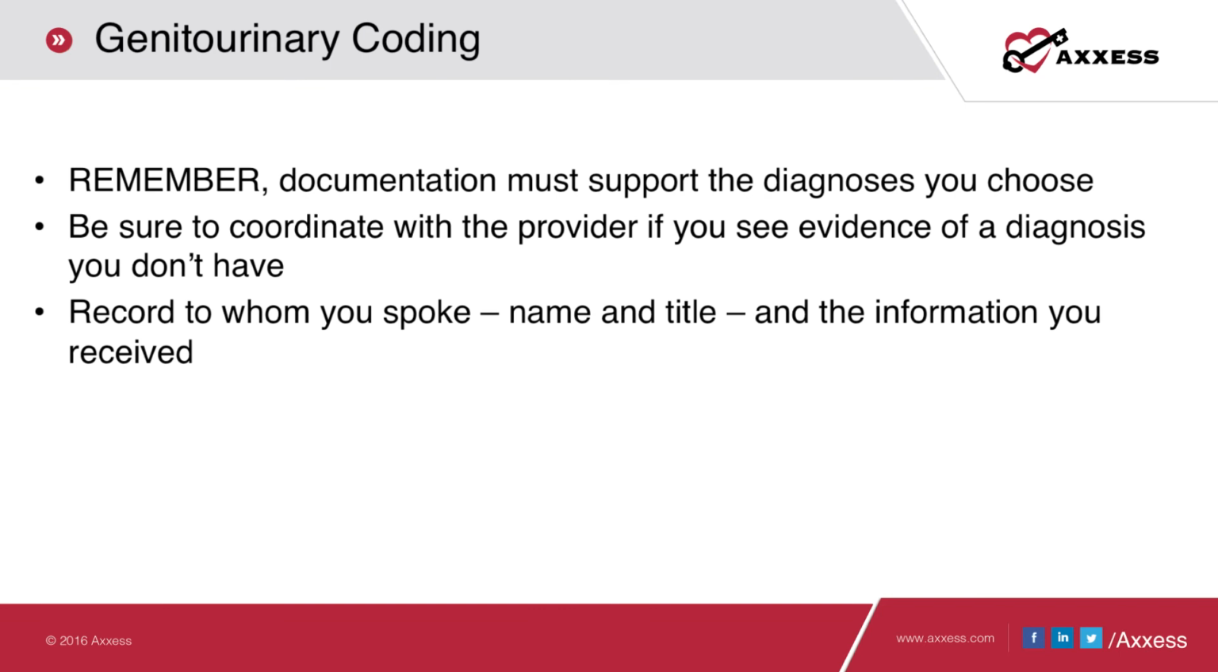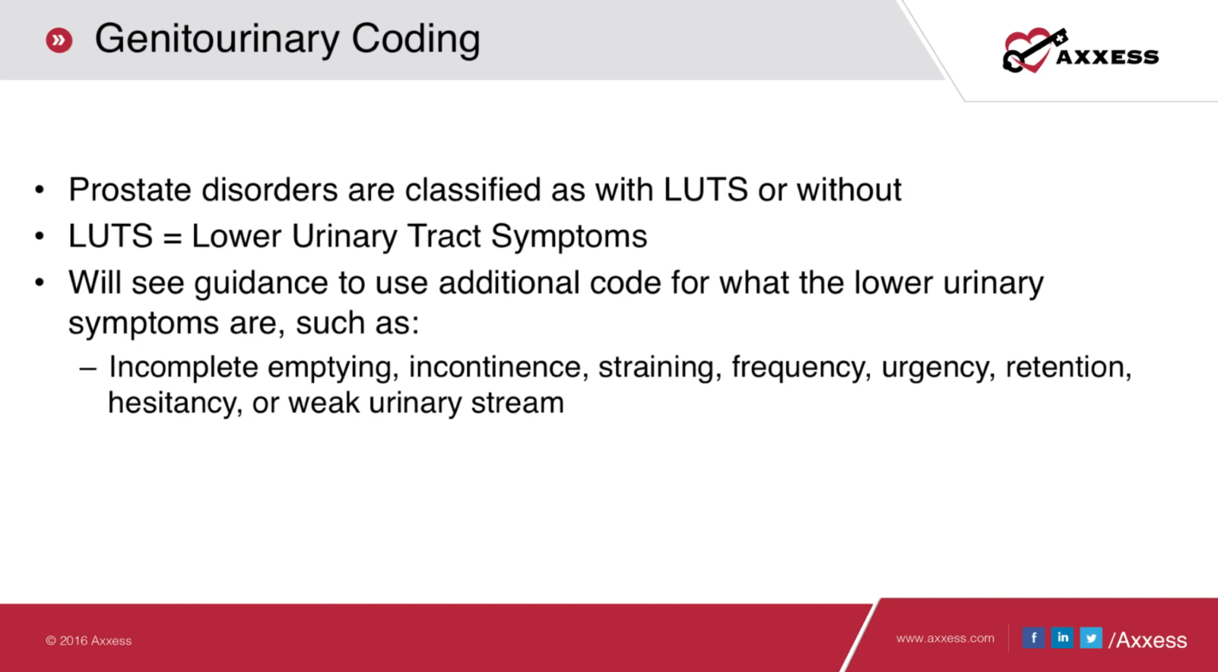Now remember, your documentation has to support the diagnosis that you choose. So if you have a specific type of incontinence you want to code and you don't have documentation to back that up specifically, you will need to coordinate with the provider and query and get that information down in your medical records. Make sure you record to whom you spoke, their name and title, and the information that you received. And once you have that documented, you should be able to code that.